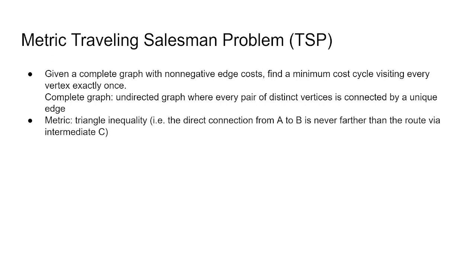By saying complete graph, we mean an undirected graph where every pair of distinct vertices is connected by a unique edge. The metric in this metric TSP problem is the triangle inequality, which means that the direct connection from A to B is never farther than the route via some intermediate point C. So if we want to go from A to B, the path with the least cost is always to go directly from A to B instead of going to some intermediate point C and then to B.